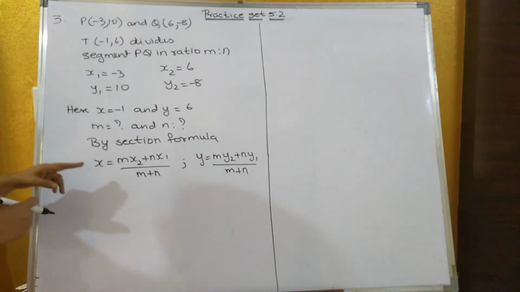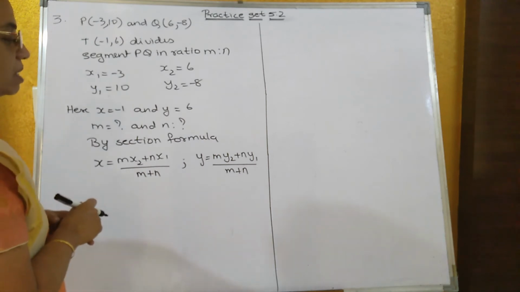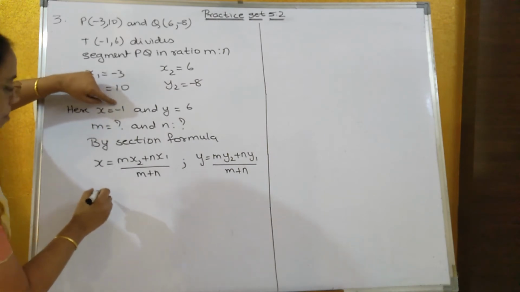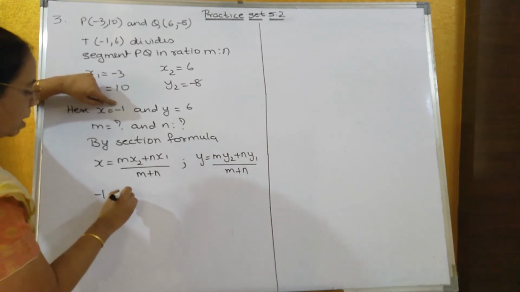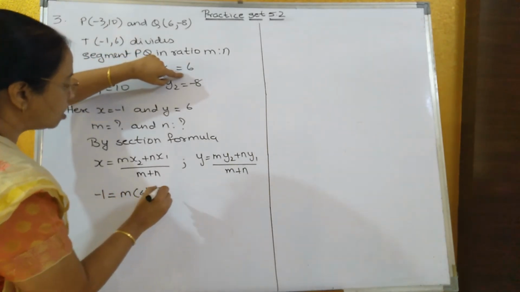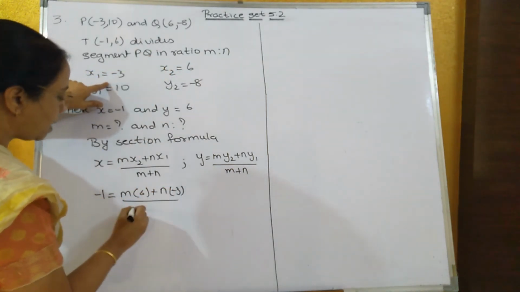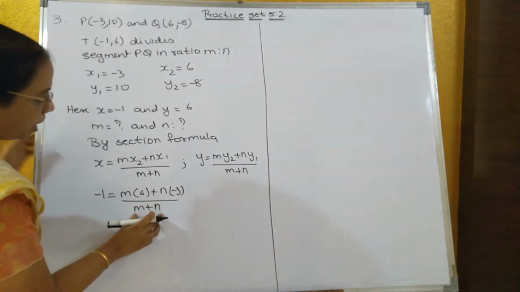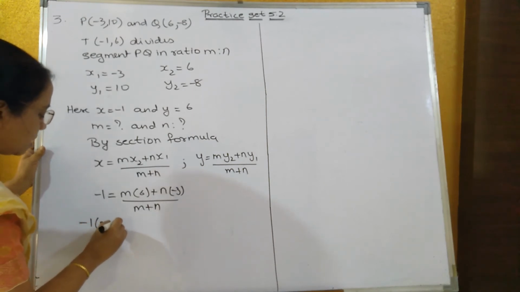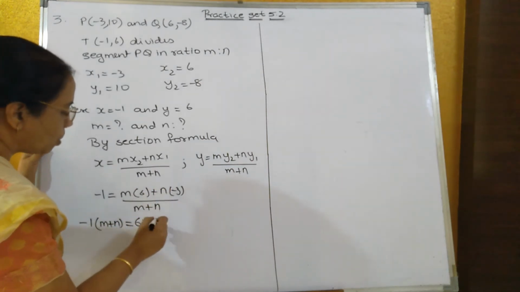By section formula x is equal to mx2 plus nx1 upon m plus n, and y is equal to my2 plus ny1 upon m plus n. Now x is already given, x is equal to minus 1 is equal to m is not given, x2 is 6, into 6 plus n is not given into x1, that is minus 3 upon m plus n, both are not given. Now take this m plus n on the other side. So what you'll get? Minus 1 into m plus n is equal to 6 into m is 6m, minus 3 into n is minus 3n.